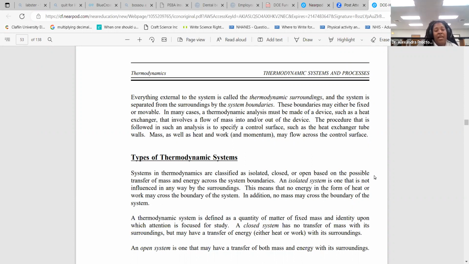A closed system has no transfer of mass with its surroundings, but may have transfer of energy. So the system I was just talking about, making ice cream, is a closed system. You're not going to let all the ingredients flow out to where the rock salt and ice are. So that would be a closed system.